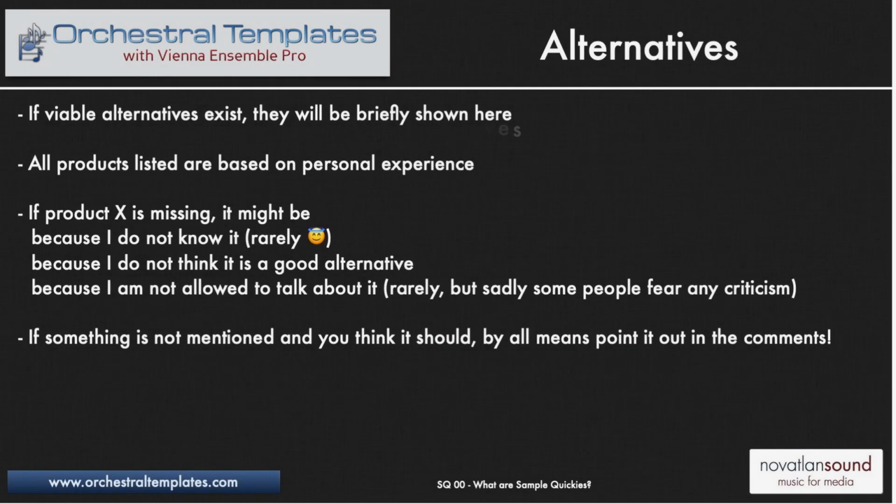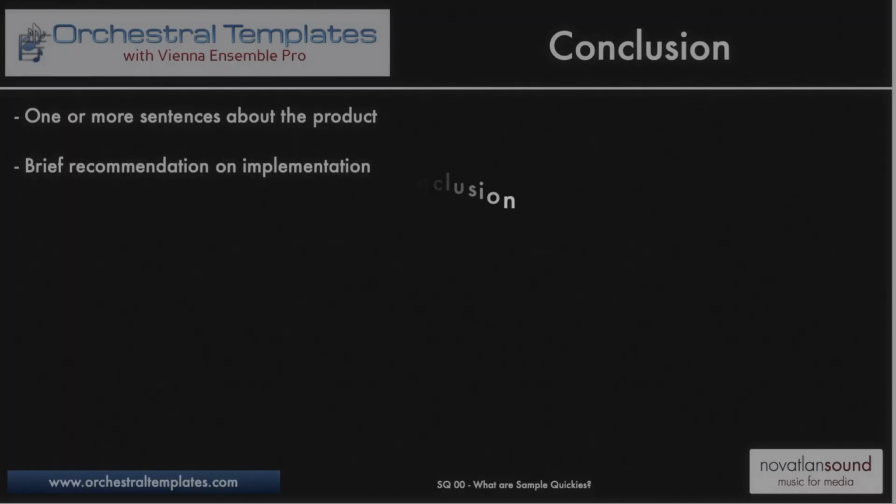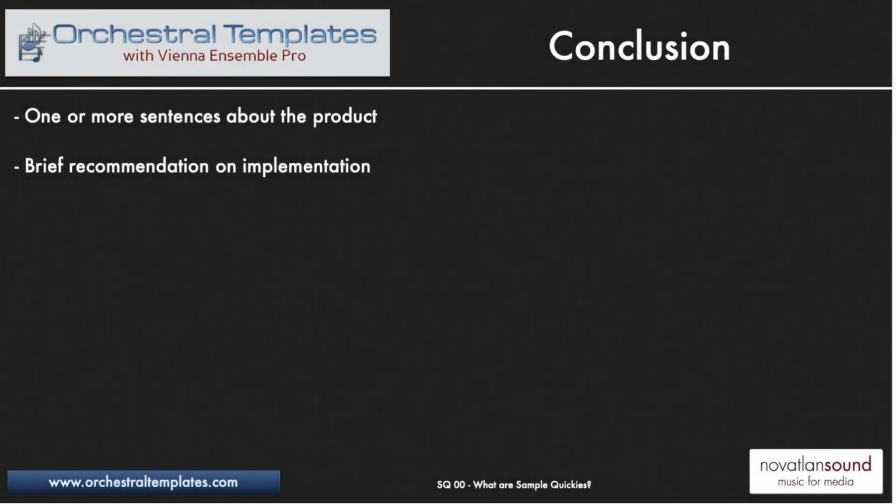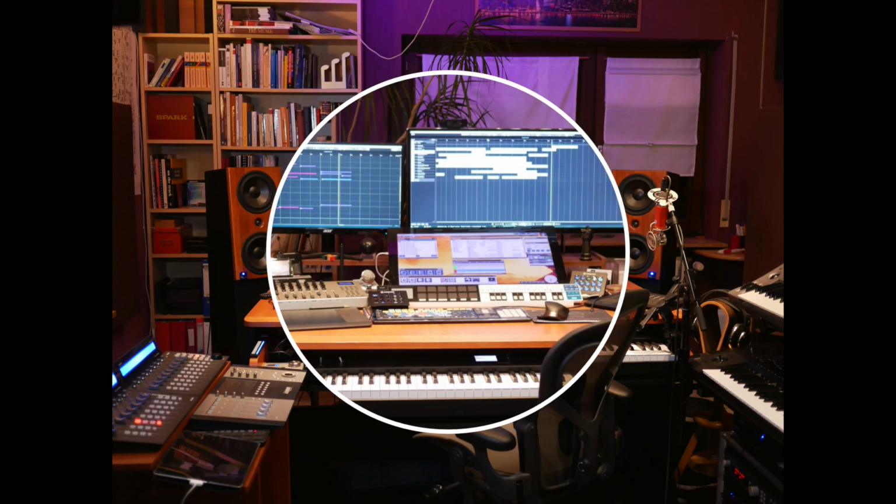Whenever it makes sense, the alternative section presents possible alternatives to the product discussed. All these alternatives are taken from personal and client experience, and I will always only mention alternatives that I have at least briefly used myself. The conclusion will aim to summarize the whole product in a sentence or so, and give a general recommendation on how to implement it. That concludes our first little sample quickie about what sample quickies are.